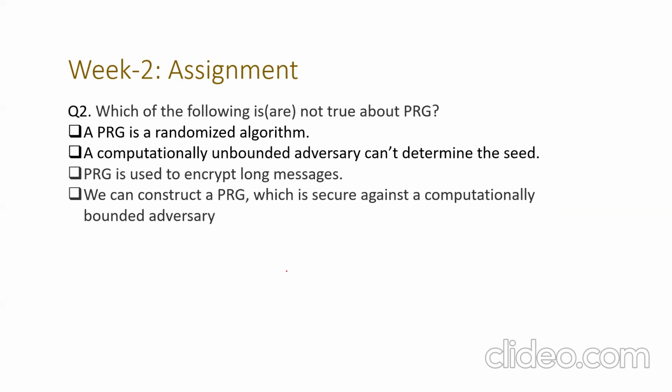Next question: which of the following is or are not true about PRG? The first option says a PRG is a randomized algorithm. The second option says that a computationally unbounded adversary cannot determine the seed. Okay, so let's go one after another. The first option is: a PRG is a randomized algorithm. Quickly, please answer in the chat whether this is true or not.